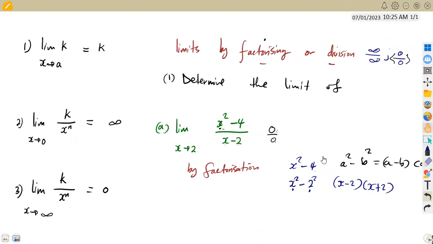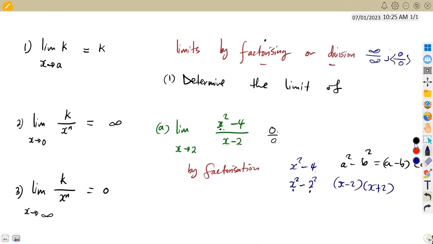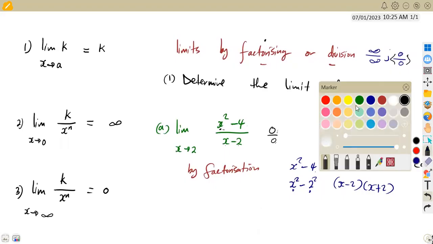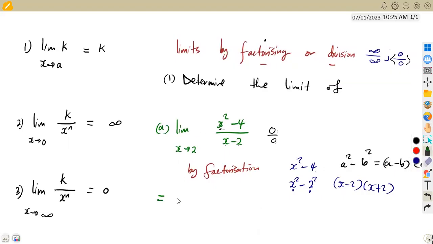So at the end, this will be equal to the limit of x squared minus 4, which we said gives the difference of two squares, where we've got x minus 2 into x plus 2, everything over x minus 2. So remember, we are approximating our x to 2. So this is what you're going to have at the end.